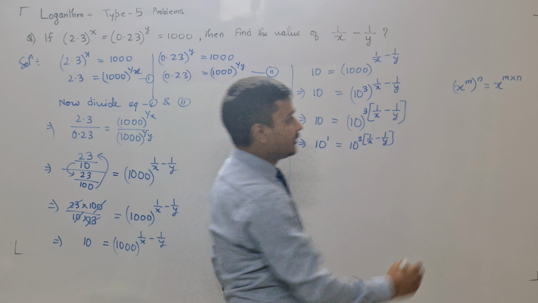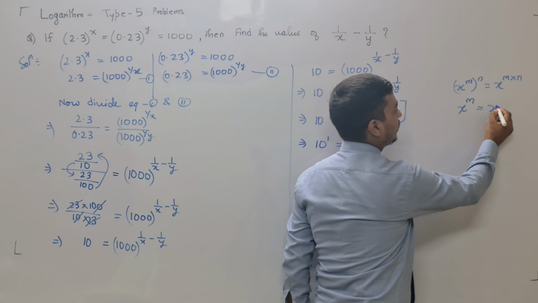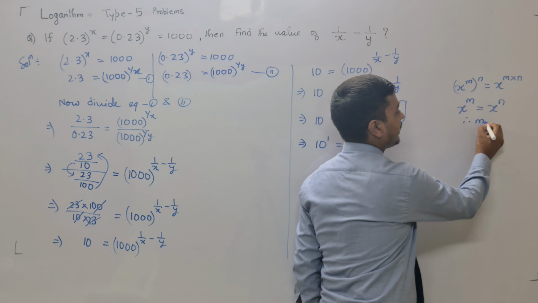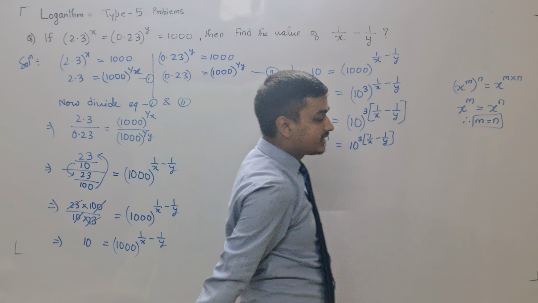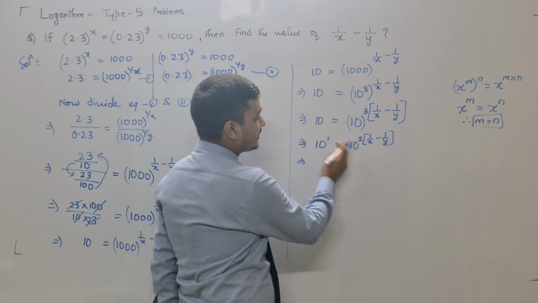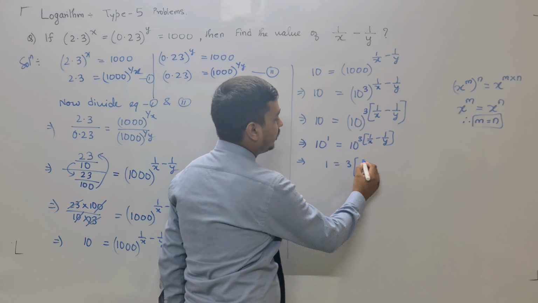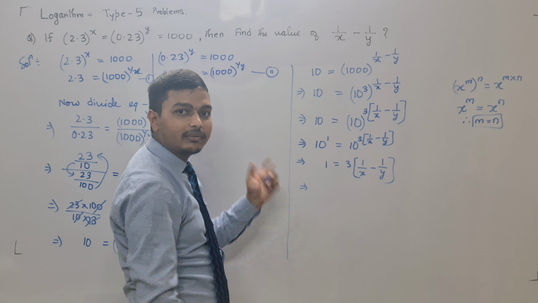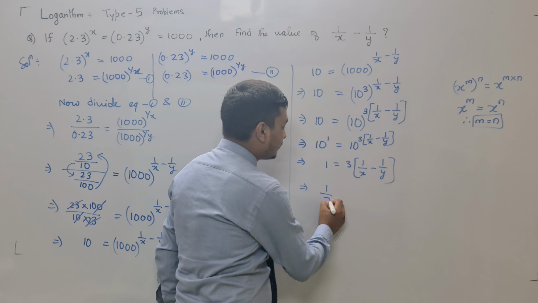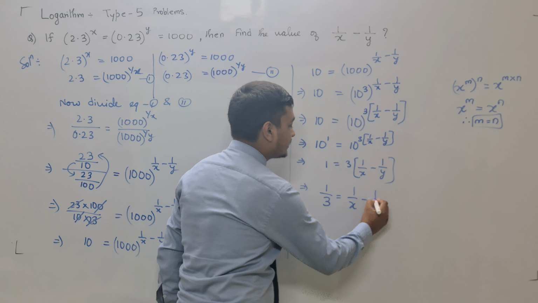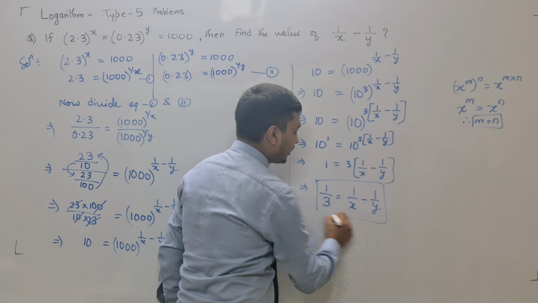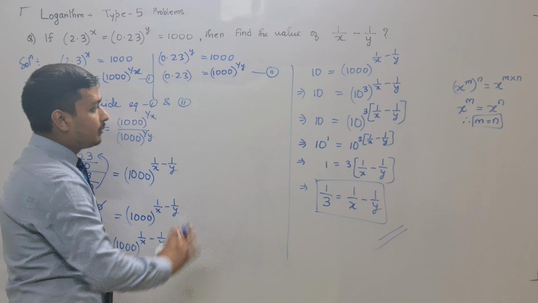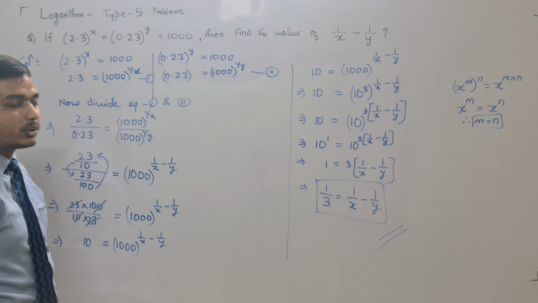Now, since the base is the same, we know one more identity: if the base is the same, then the exponents are equal. So 1 is equal to 3 into 1 by x minus 1 by y. Now 3 is multiplied on the right side; if I send it to the left, it will become division, so my answer is 1 by 3 equals 1 by x minus 1 by y. This is what the question demands from us, 1 by x minus 1 by y. This is the simplest way to solve this problem.